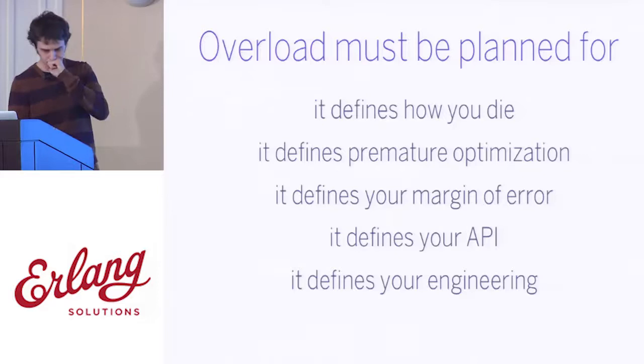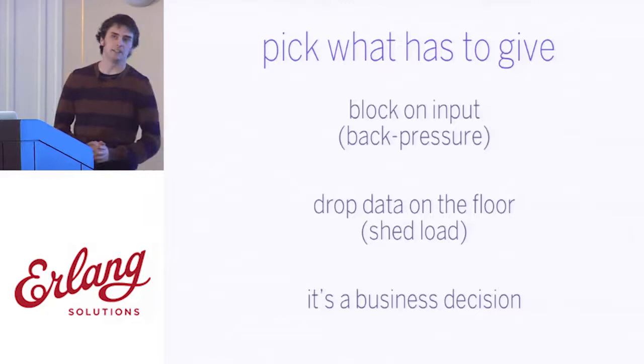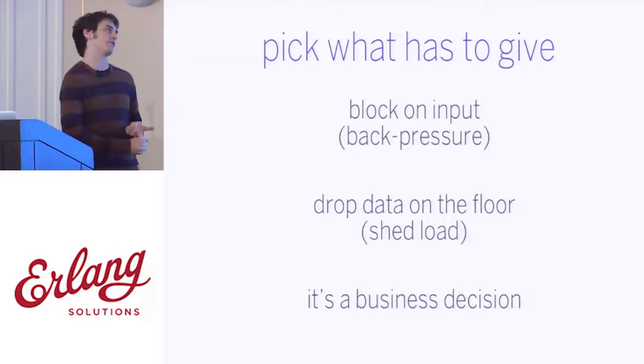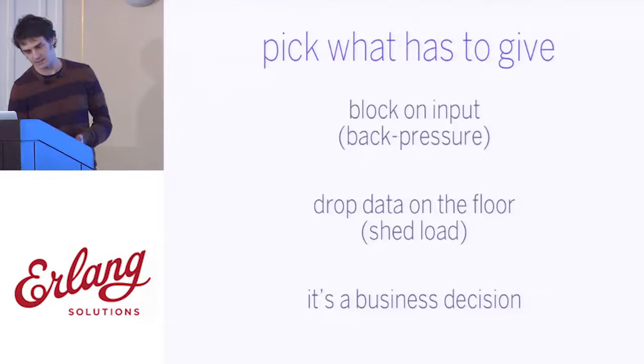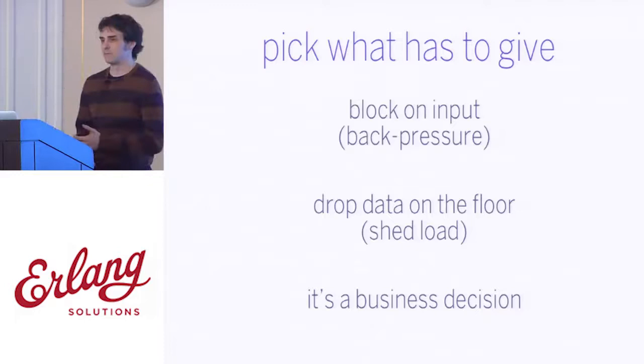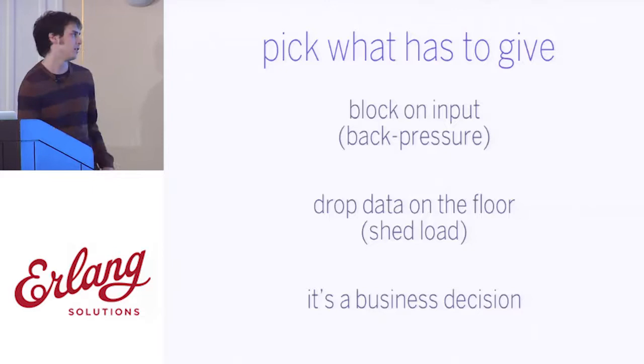You have to pick what has to give. Ideally, all the systems we develop are the perfect system that keep accepting all the data in the world forever with no pressure and keep churning out good results all the time with no pressure. In reality, that doesn't exist. And it's similar to databases with the CAP theorem. In the CAP theorem, you have to pick between consistency and availability to different degrees. You cannot have both while tolerating partitions.